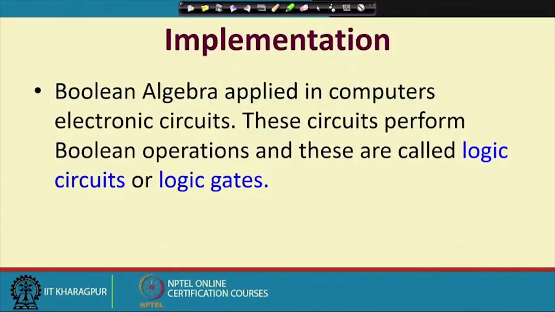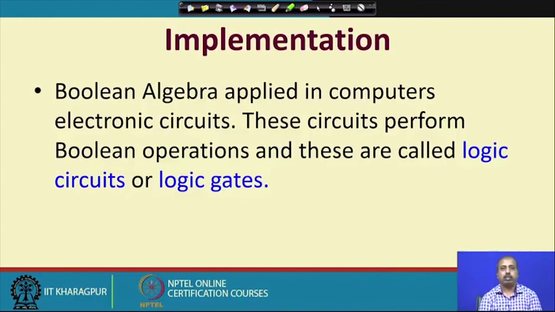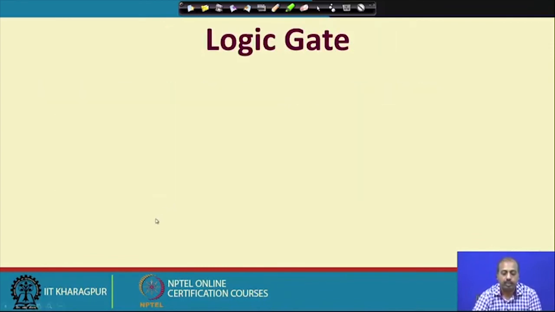AND and NOT functions you can implement very easily. That gives the impetus to work on Boolean algebra for logic circuits. Boolean algebra is applied in computers and electronic circuits, and these circuits perform Boolean operations using something called logic circuits or logic gates. Logic gates are some sort of electronic structure that can implement an AND operation, OR operation, NOT operation.